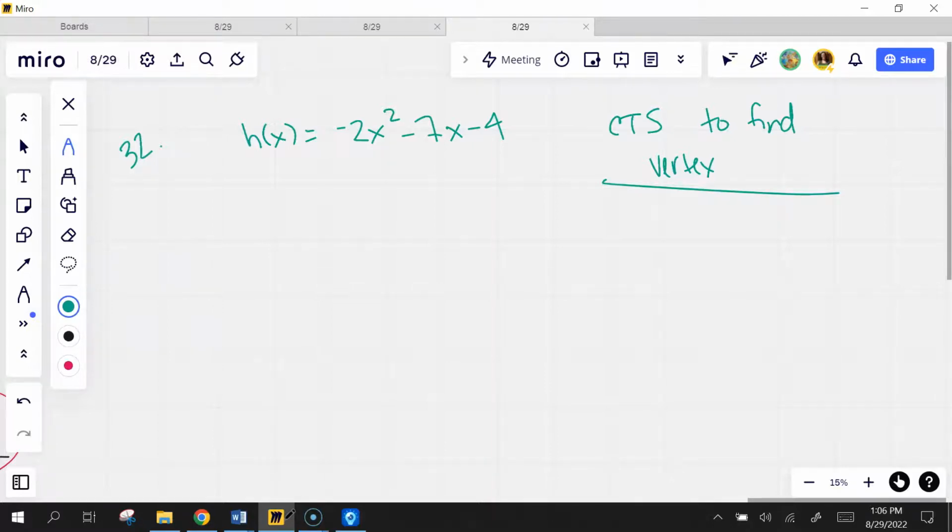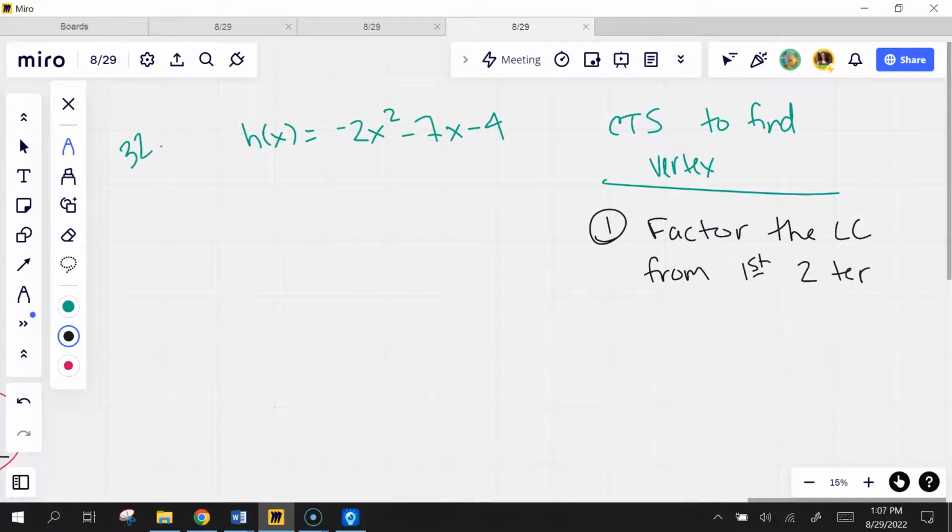All right, here's what we're going to do. First thing we're going to do, what'd you say? You're actually right, but I'm going to do it a little bit differently, okay? Surprisingly. Step 1. Factor the leading coefficient from the first 2 terms only. Okay, so I'm not going to do it from the whole thing like I had done before.